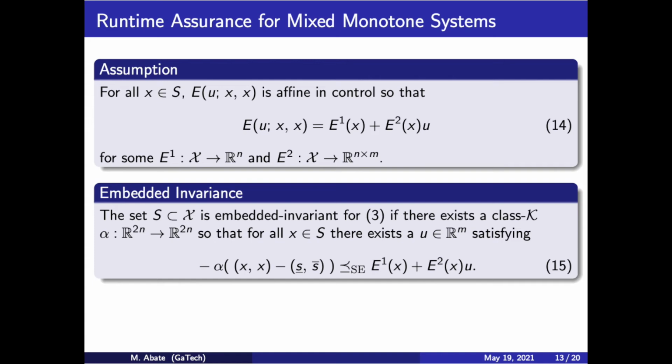Next, we're going to define a notion which we call embedded invariance. We'll say that the set S is embedded invariant for your initial dynamics when there exists a class K function alpha so that constraint 15 is satisfied. Okay, and we're going to use this notion of embedded invariance to construct runtime assurance mechanisms that enforce the set invariance of S regardless of the disturbance experienced online.